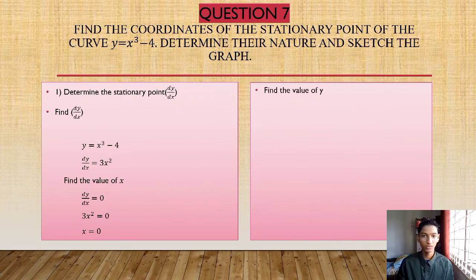Next, we need to find the value of y. y equals x power 3 minus 4. The value of x, we need to substitute into the equation. So the value of x is 0, so we substitute 0 in the equation. y equals 0 power of 3 minus 4. y is negative 4. So the stationary point is (0, -4).